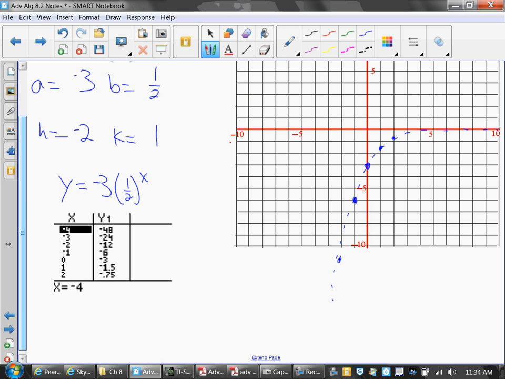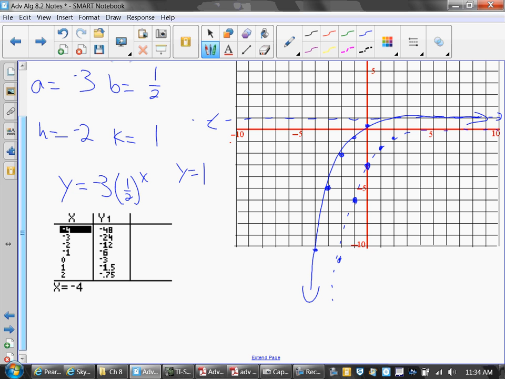Your asymptote is at your value of k. So now we have an asymptote at k, so we put that in. And for each of these points, we go left 2, up 1. Left 2, up 1, so we're at 11. Left 2, up 1. Left 2, up 1. Left 2, up 1. And so on. Oops. And there you go.